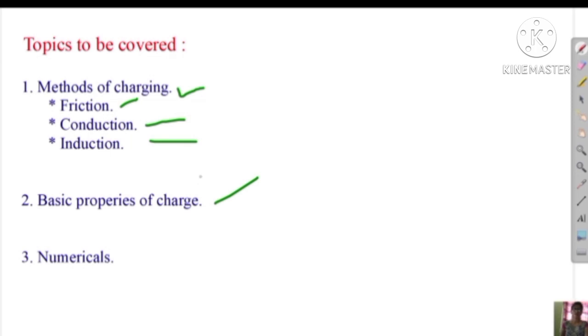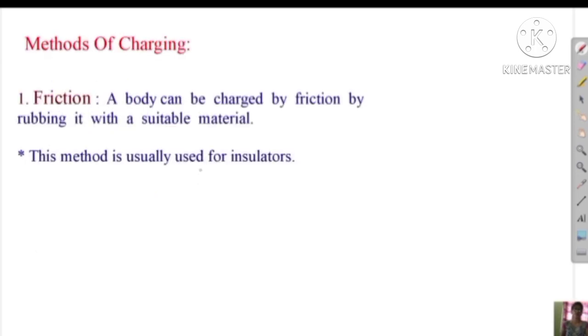So let's start our discussion with the first method of charging, that is frictional method. As we know, friction means the collision between two bodies. So what is the meaning of friction? A body can be charged by friction by rubbing it with a suitable material. This method is basically used for insulators. This method is only suitable for insulators. If you want to charge any insulator, only the friction method can be used.